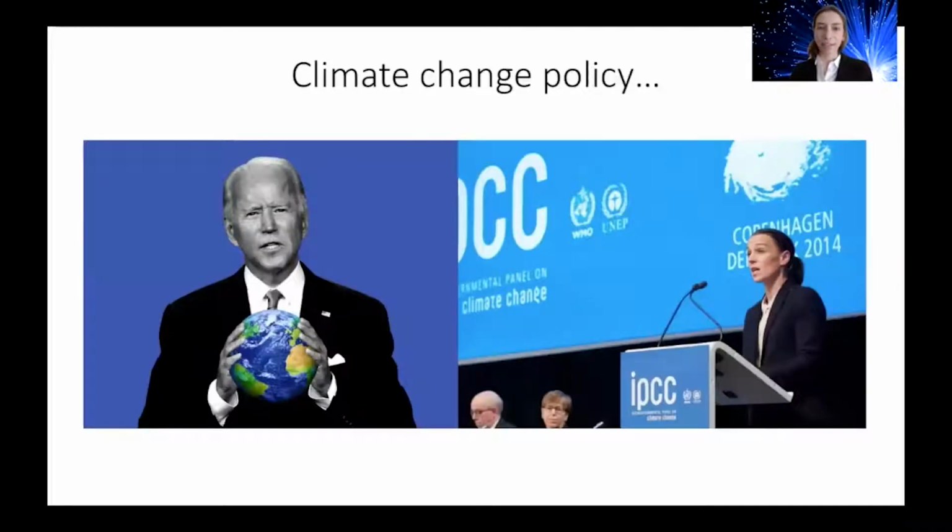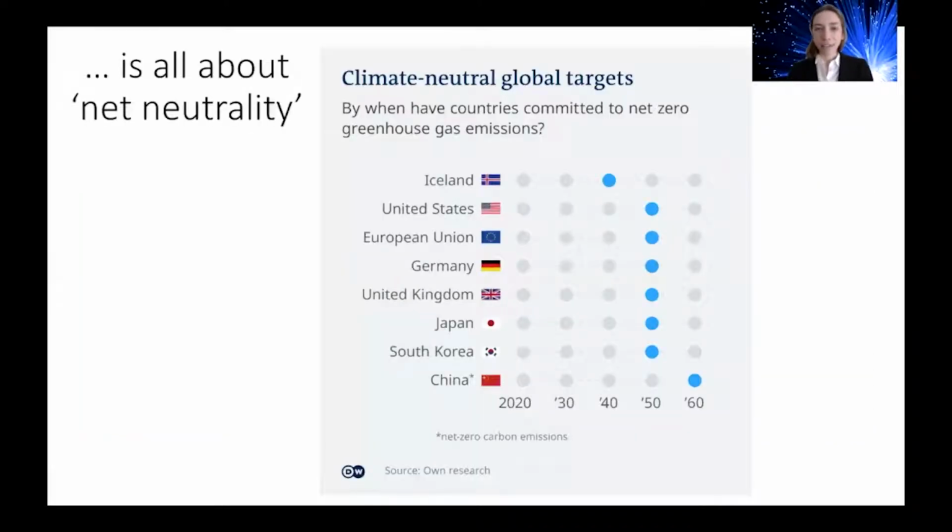For those of you interested in climate change policy, you may have heard the term net carbon neutral bandied about by people like Joe Biden or folks on the Intergovernmental Panel on Climate Change. Many countries have come up with climate neutral targets to become net zero greenhouse gas emitters by 2050, including the United States. I'm interested in this term net zero.